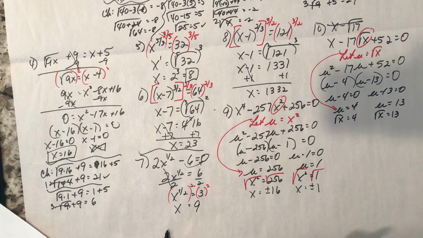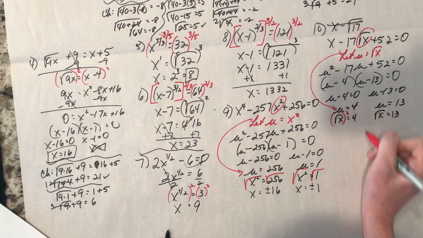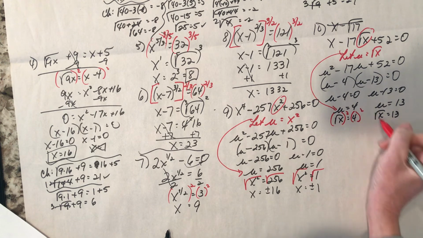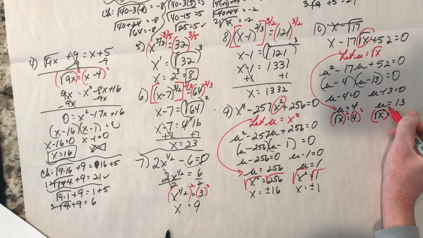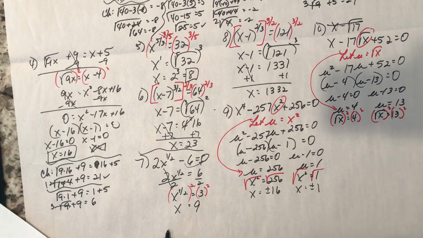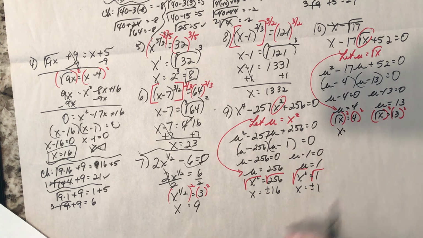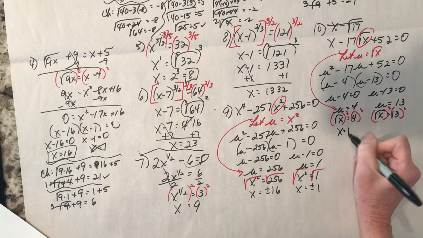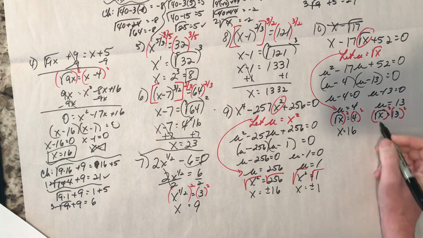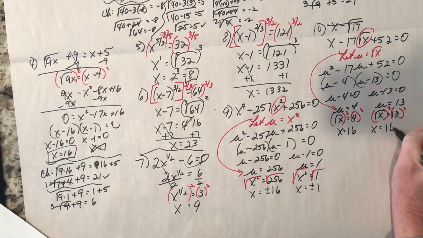Now, we got to get x. How to get x is to square. If you square one side, you have to square both sides. So just going down the row there. Squaring and unsquaring cancel each other out. We get an x. 4 squared is 16. Sweet. Squaring and unsquaring, 13 squared is 169. So we get our 2 answers there.